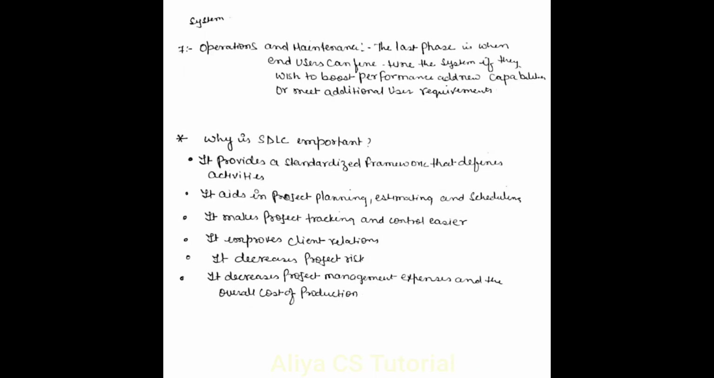In the sixth phase, there is implementation. The sixth phase is when the majority of the code for the program is written and when the project is put into production by moving the data and components from the old system and placing them in the new system. And last we have the operation and maintenance phase.